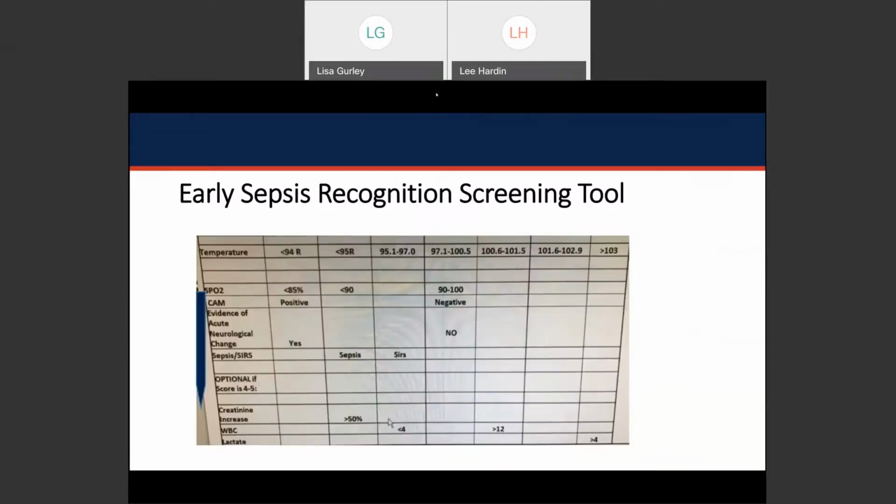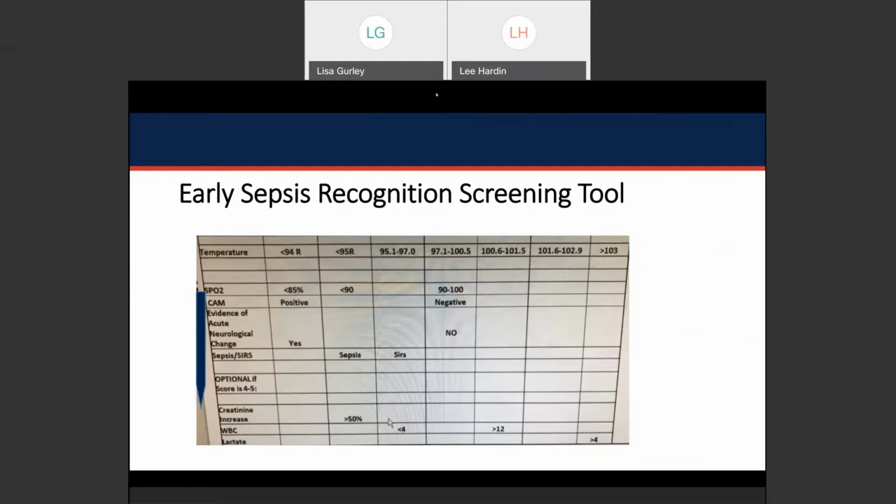This is the other page to the early sepsis recognition screening tool, and you can see where it includes evidence of acute neurological changes, and where you can total the score and then add additional information such as creatinine, white blood cell count, and lactate levels.